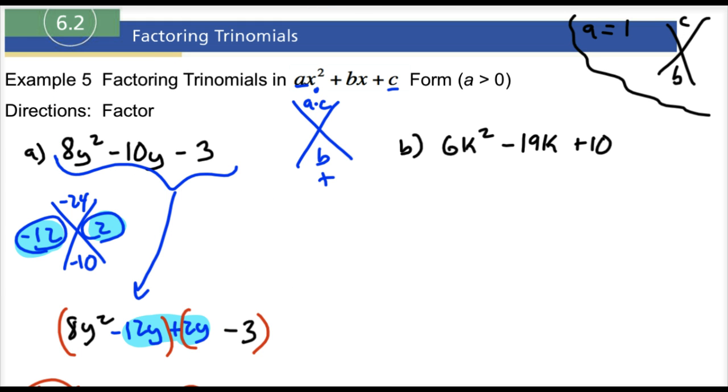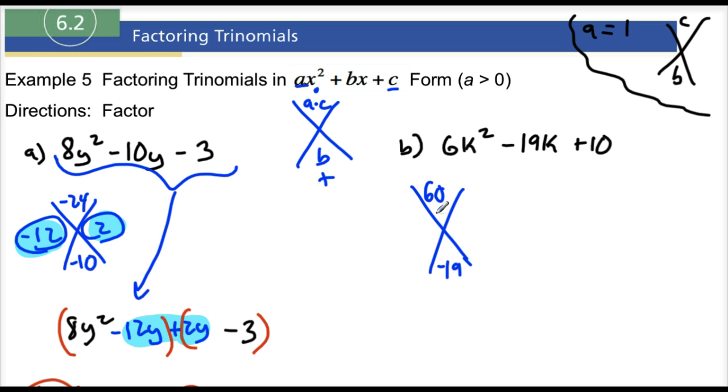All right, well, let's come up here now and let's do another one. Again, a is not 1, right? Remember how if a is bigger than 1, then I'm going to have to multiply 6 and 10 is 60, and then negative 19. All right, so let's get 60.